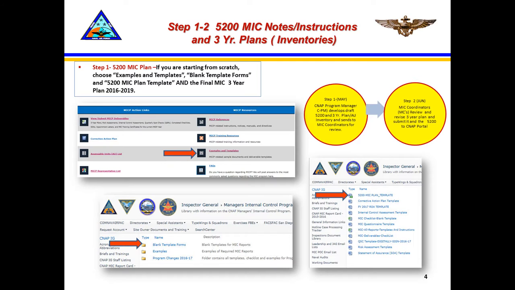To access these files, you'll go to examples and templates, and then blank templates and forms, and there'll be a 5200 MIC plan template. There'll also be a file in here for the 3-year plan for whatever the designated year is.